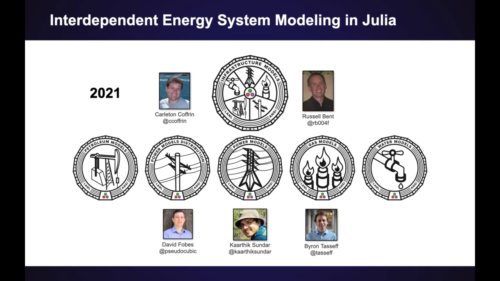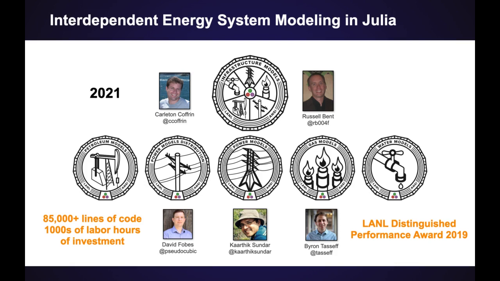The team of developers on this project has grown to 5 core developers, including Russell Bent, David Phobes, Karthik Sundar, and Byron Tassif. The code base, when you sum up all these different packages, is around 85,000 lines of Julia code and represents thousands of hours of labor from all these different folks and other folks at LANL. So it's really been a massive investment. This project has touched on a lot of different programs at LANL, and we actually received a Distinguished Performance Award in 2019 for the impact it's had on the whole research agenda that we've been doing at LANL. So it's really quite a massive project at this point.